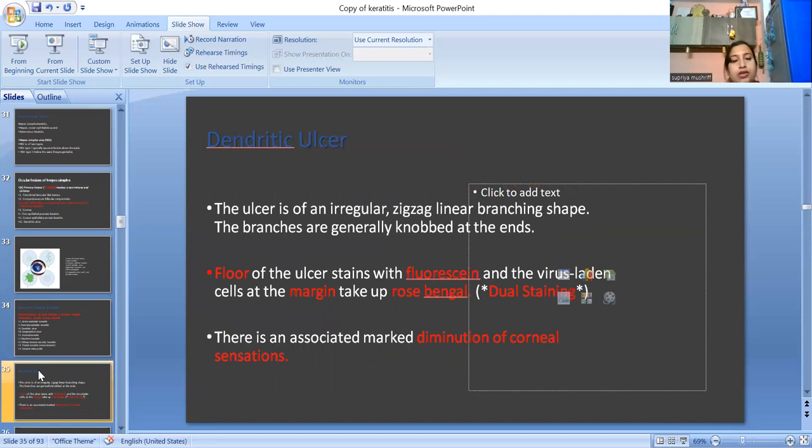Now, the dendritic ulcer, which is the characteristic feature of viral herpes keratitis, is an ulcer of irregular zigzag, linear branching shape. The branches generally have terminal bulbs at the ends. The floor of the ulcer stains with fluorescein, and the virus-laden cells at the margin take up rose bengal. Hence it is known as dual staining, because the floor is stained by fluorescein and the margin is stained by rose bengal, by the dead and devitalized tissue and viruses. There is an associated marked diminution of corneal sensation in this type of corneal ulcer.